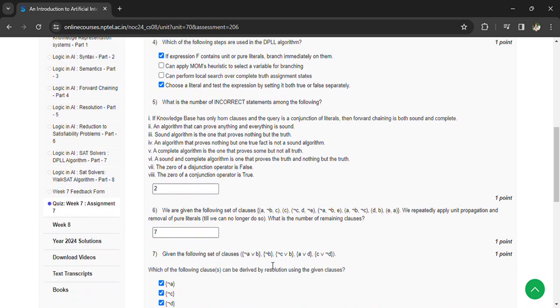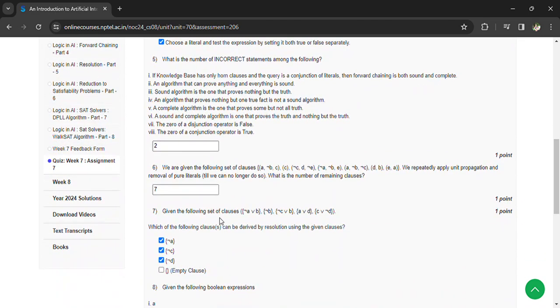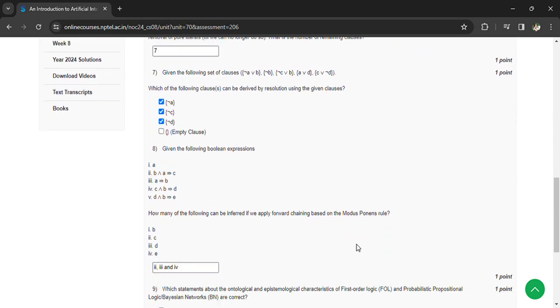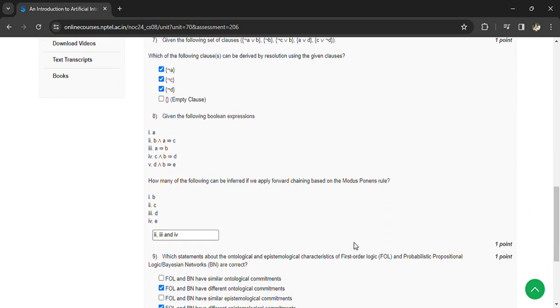That is 7. Given the following set of clauses, which of the following clauses can be derived by resolution using the given ones? So other than empty, everything can be derived. Given the following Boolean expression, how many of the following can be inferred if we apply the forward chaining based modus ponens rule? 2, 3, 4.